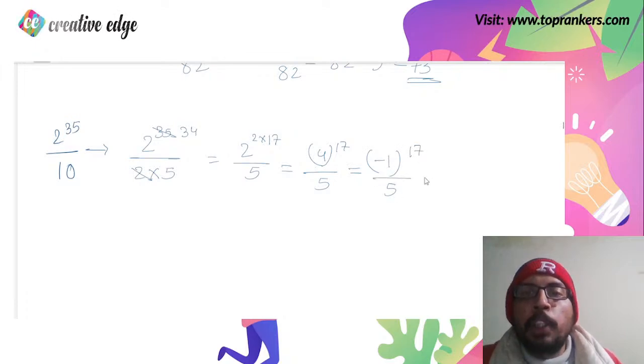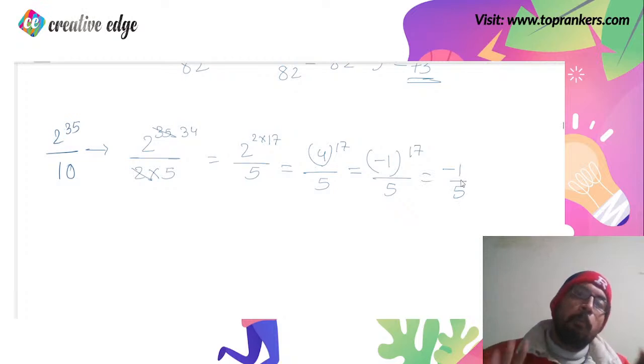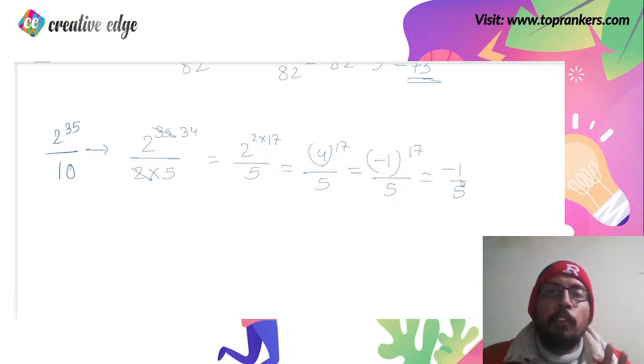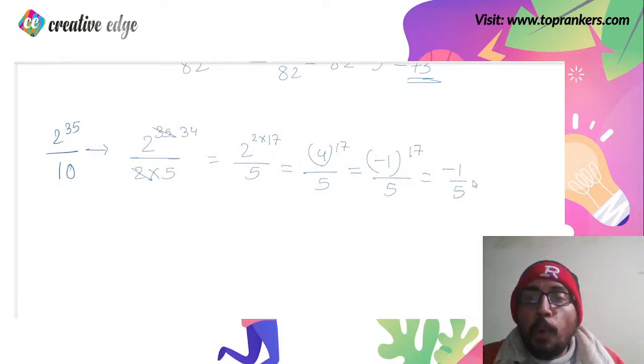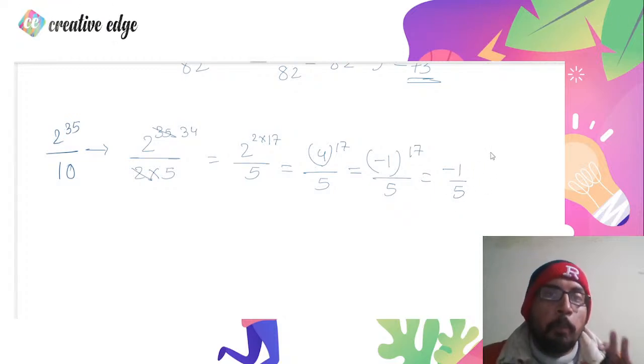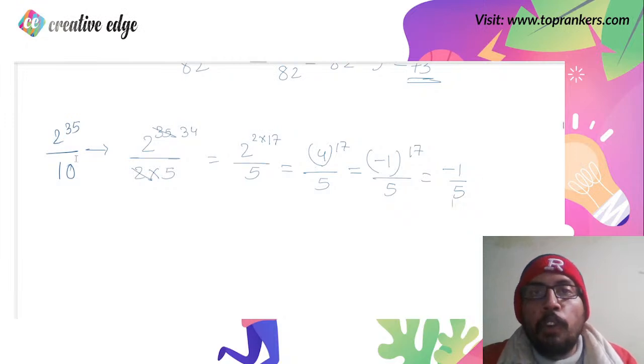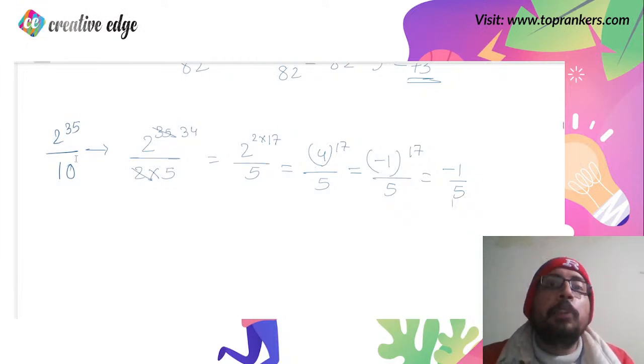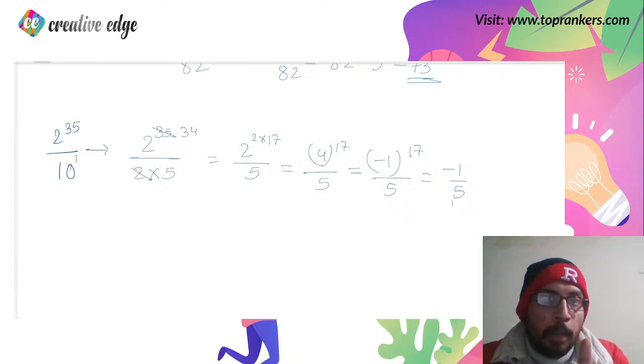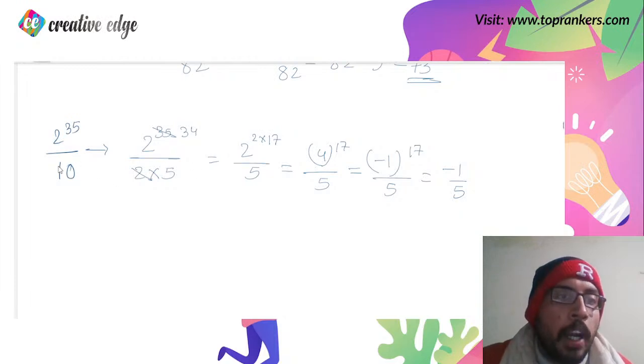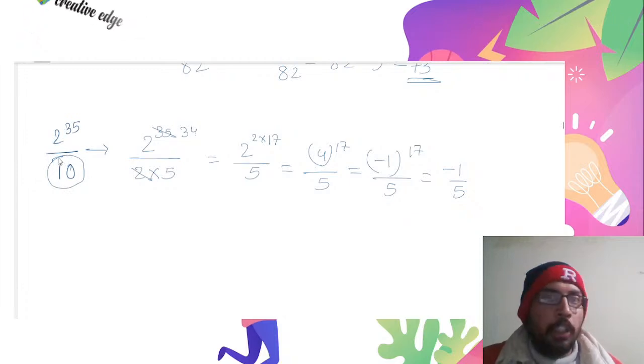So it is going to be minus 1 upon 5. Now before you tick mark 1 as your answer or 4 as your answer, 4 minus 1 is going to be 4. Before you tick 4 or 1 or -1 as your correct answer, remember one thing, my dear students, that you had 10 in the denominator in the actual question.